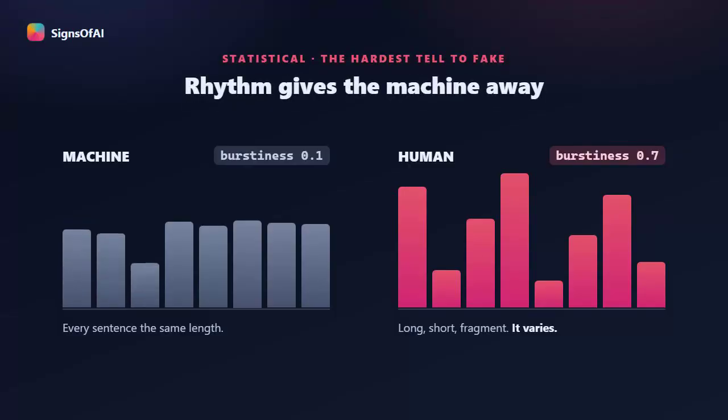But the signal I trust most is rhythm. Machines settle into 15 to 25 words per sentence and stay there. Humans vary. You can measure it. Burstiness. Human, 0.7. Machine, 0.1.